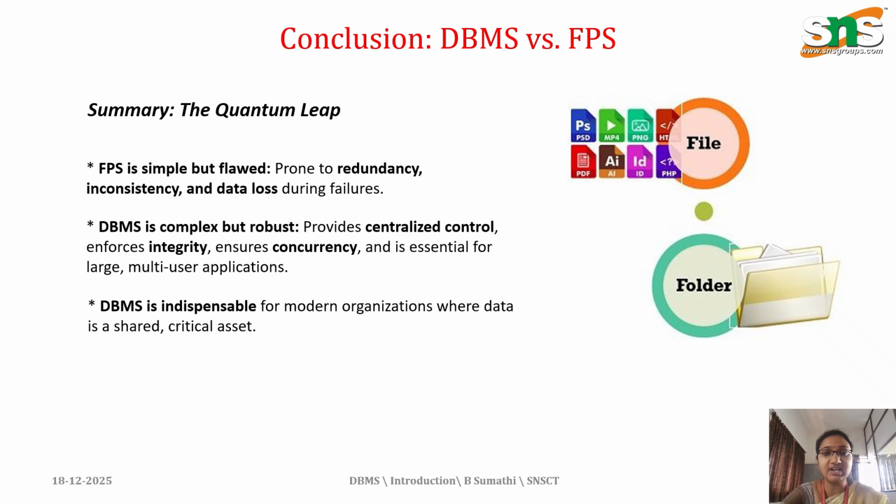Finally, the conclusion on DBMS versus file system. The file system is simple but flawed, prone to redundancy, inconsistency, and data loss during failures. The DBMS is complex but robust, provides centralized control, enforces integrity, ensures concurrency, and is essential for large multi-user applications. The DBMS is the discipline of modern organizations where data is a shared, critical asset. So this is the basic difference between the DBMS and the file system.